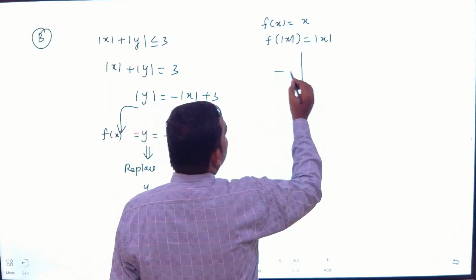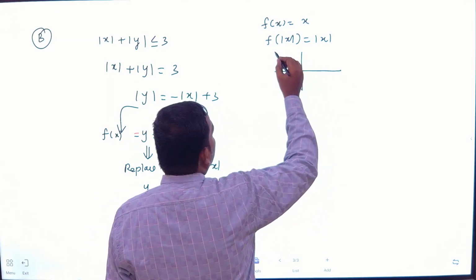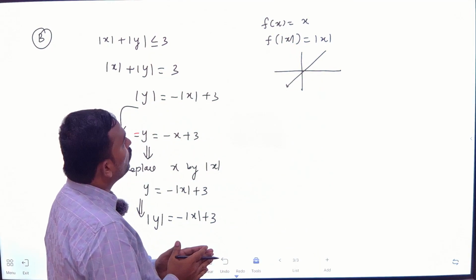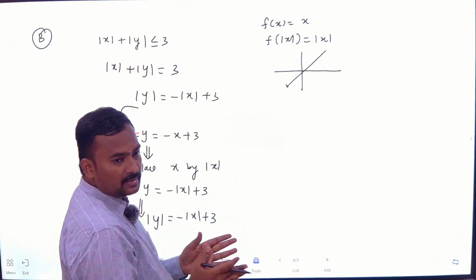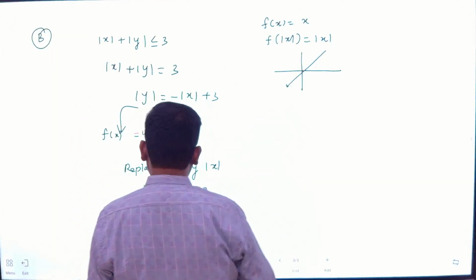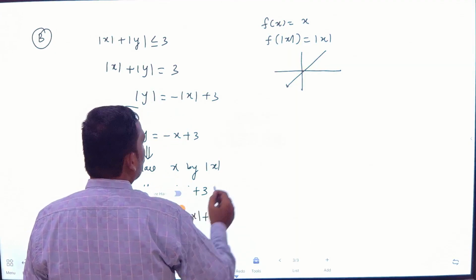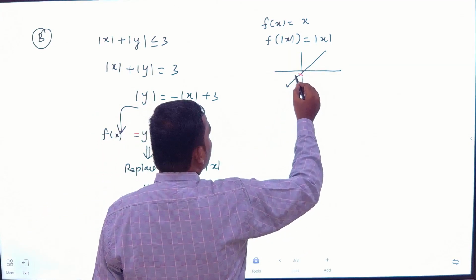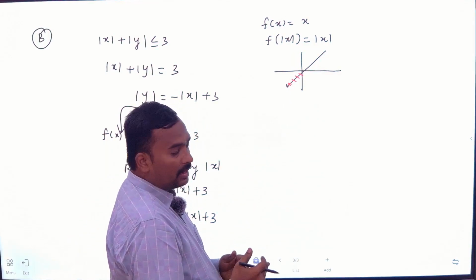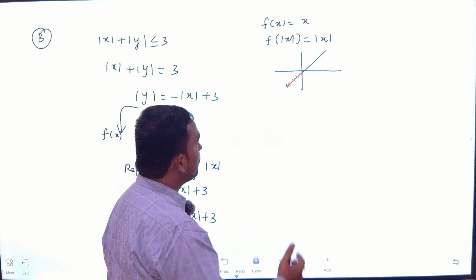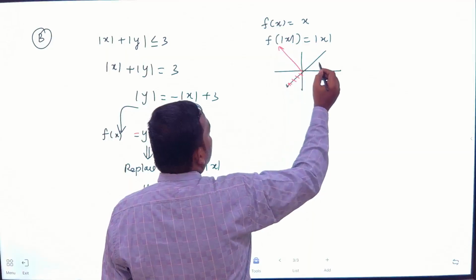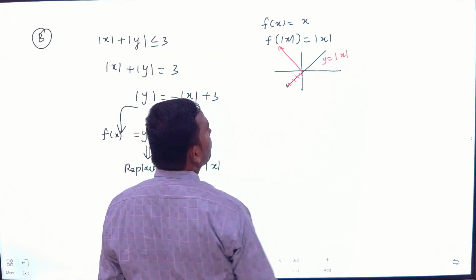You can see the y is equal to x graph, right? You know that the y value here is what? Mod x, right? This is always positive. So you have to take the negative y value, not possible, right? So you remove the left part of the graph and take the right part of the graph as a mirror image with respect to the y axis. So, this is the y is equal to mod x graph.